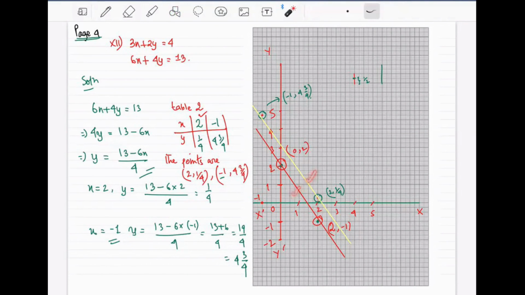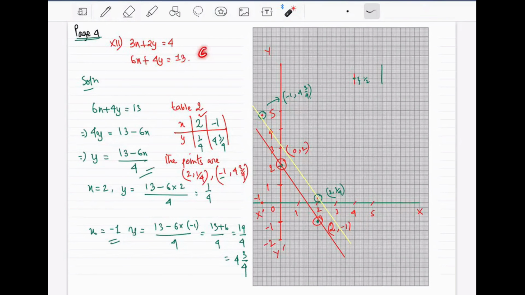The red and yellow look very close. They're parallel. What's the meaning of parallel? They are not going to intersect at any point if you make them longer on either side. If the 2 graphs are parallel, that means there is no value of x and y which can satisfy these 2 equations. What do we call this condition? We call it inconsistent, right?